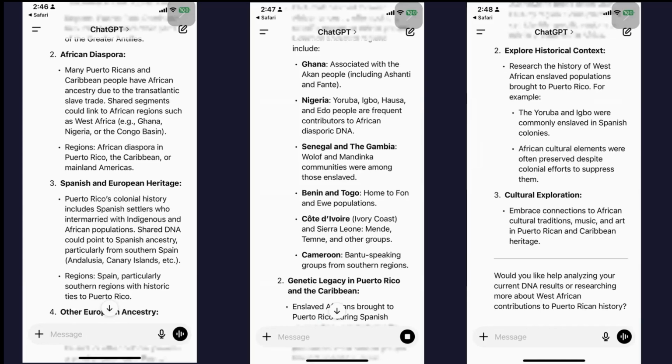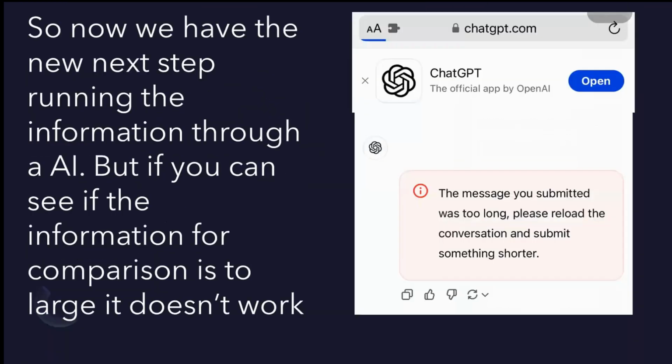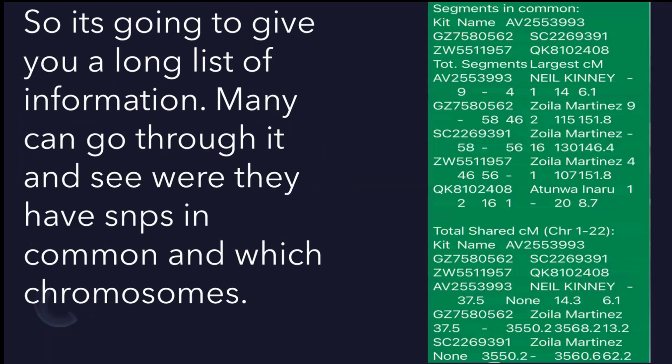I've given you, where is it? You see my numbers there, and Neil's and Atuna Onaro's. You see GZ, AV, SC, and QK at the very top. Those are our numbers. QK is Atuna Onaro. That's the first one I want everybody to go to Gedmatch right now and do.